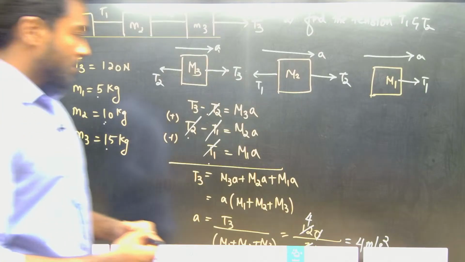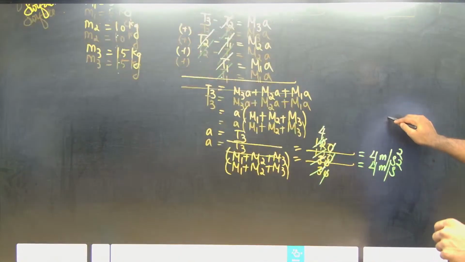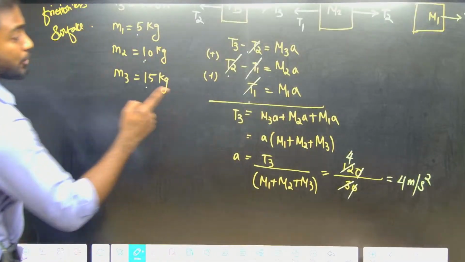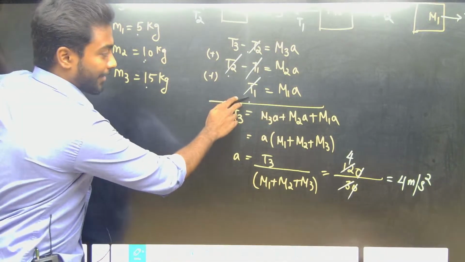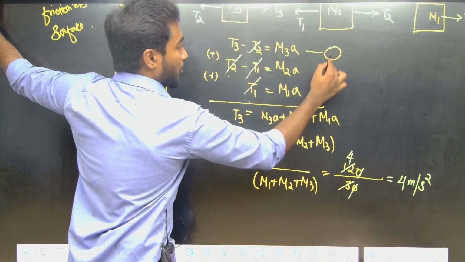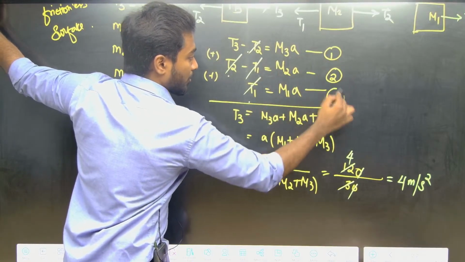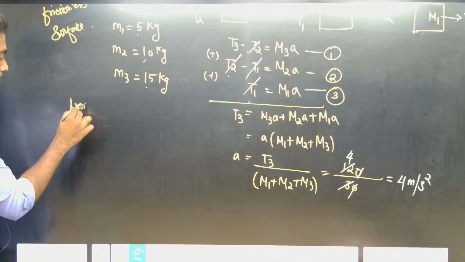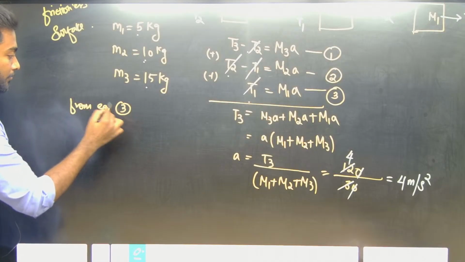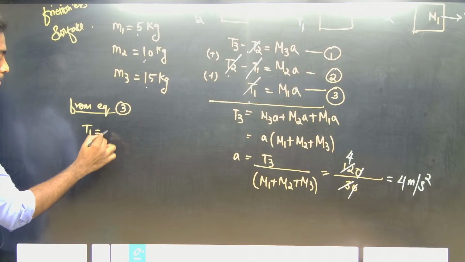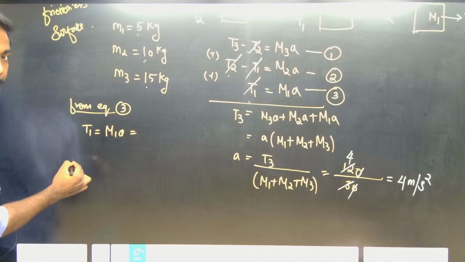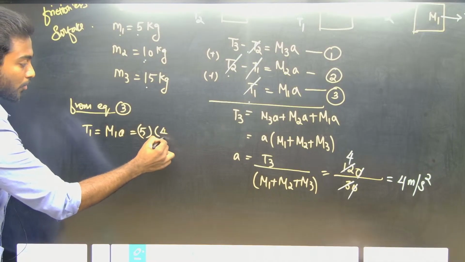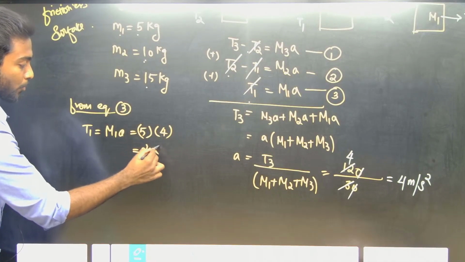Okay, then we'll go for the next question. We need to find the tension, right? So we got the acceleration. So now the tensions T2 and T1 I need to find. So for T1 I can take the third equation. This is my first equation, this is my second equation, this is my third equation. From equation 3, T1 will be equal to m1a. What is m1? m1 is 5 kg. And the acceleration? 4 meter per second square. So the answer is 20 Newton.